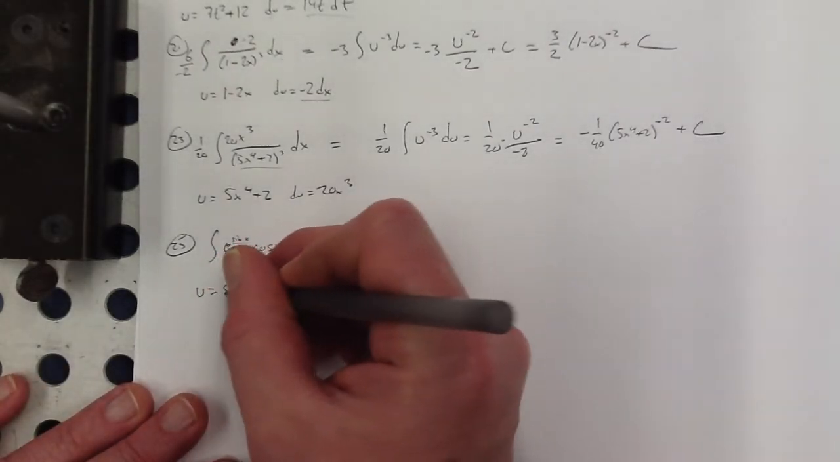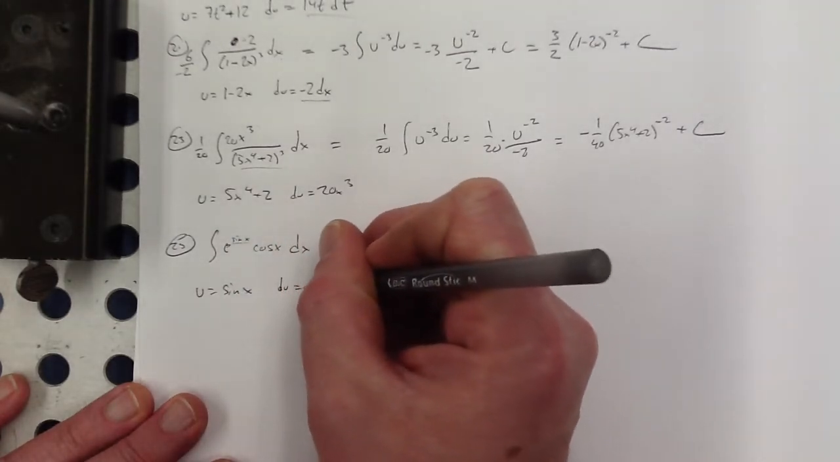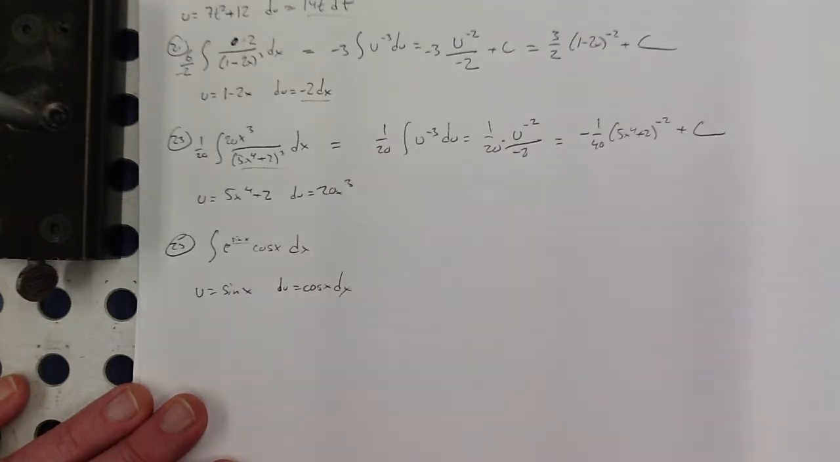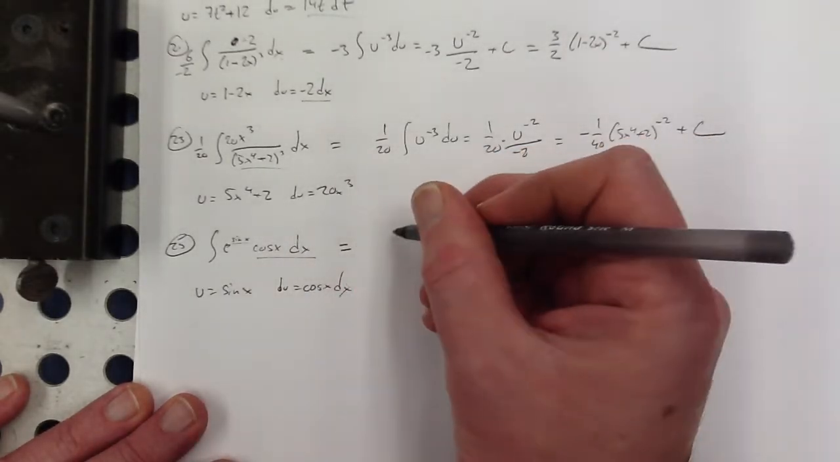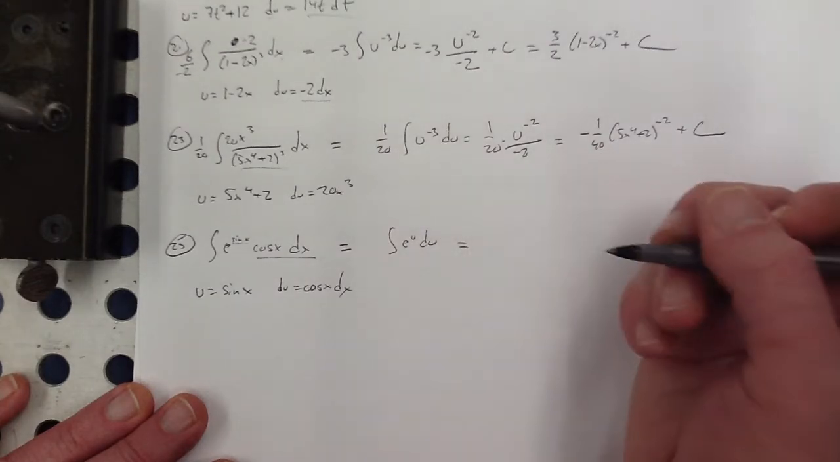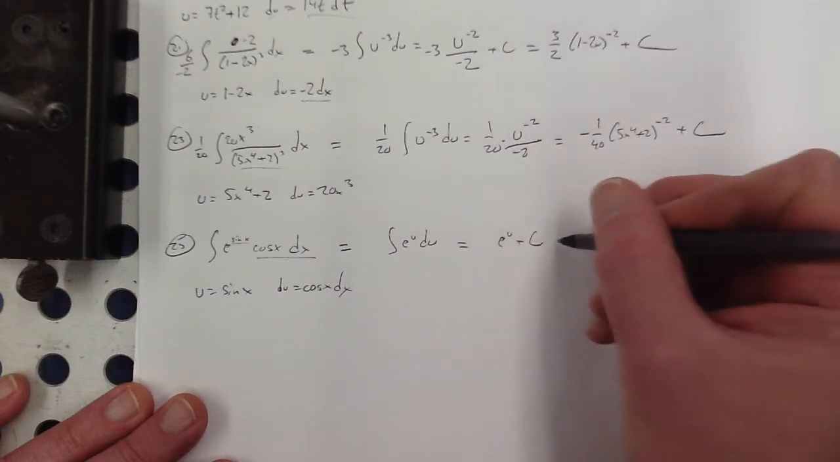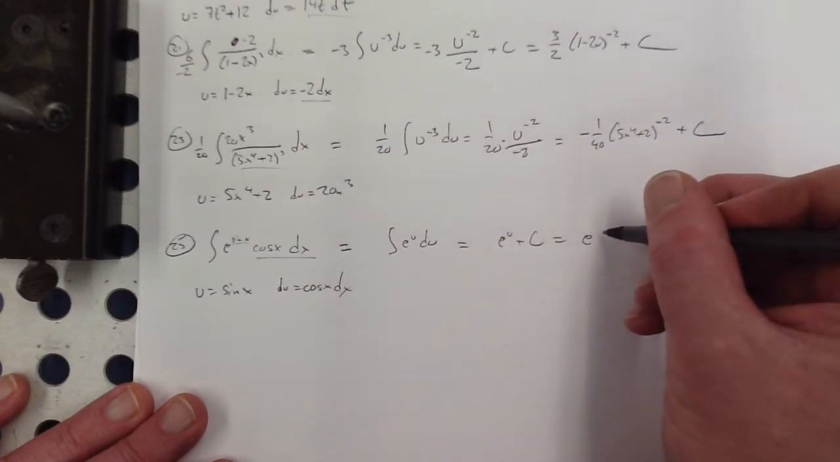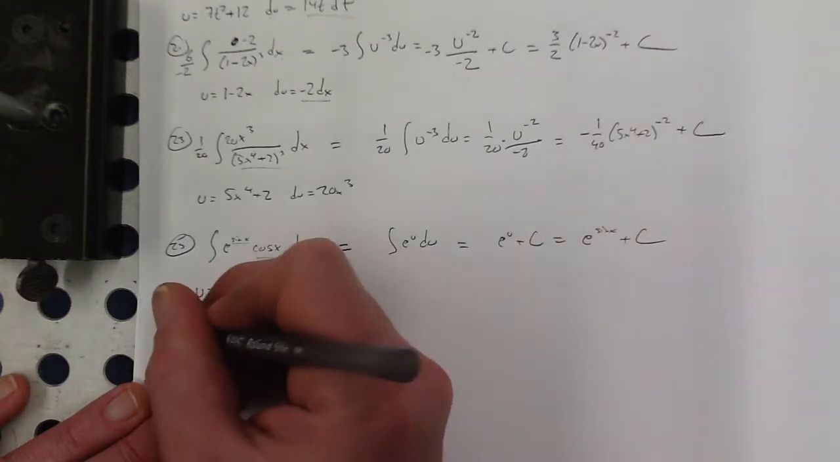So if I made u equal to sine x, then du is cosine x dx. And that looks good, because I've got that right there. So that turns into e to the u du. And the antiderivative of e to the u is e to the u. So that's it, folks.